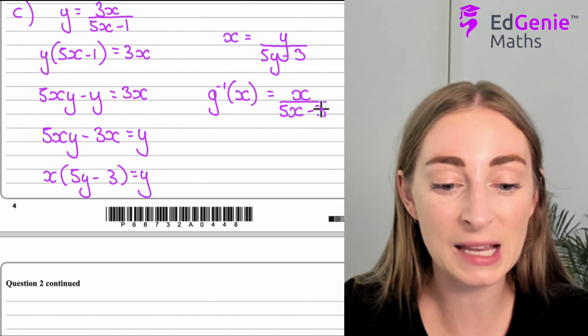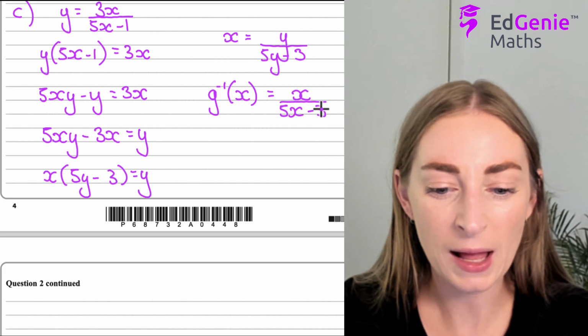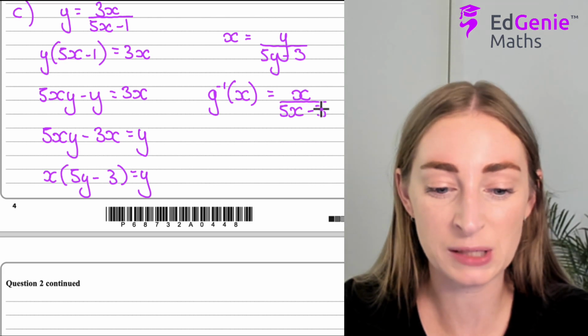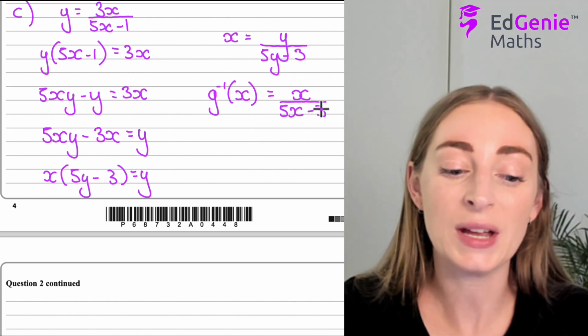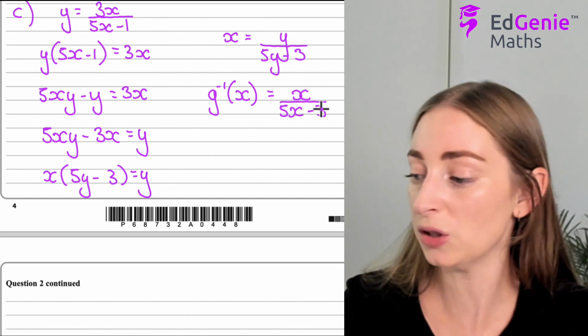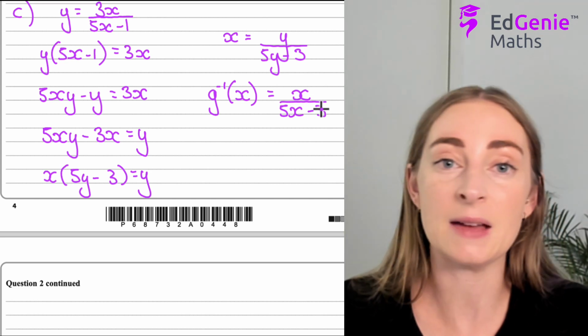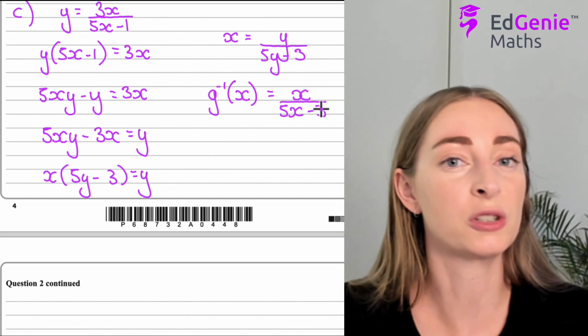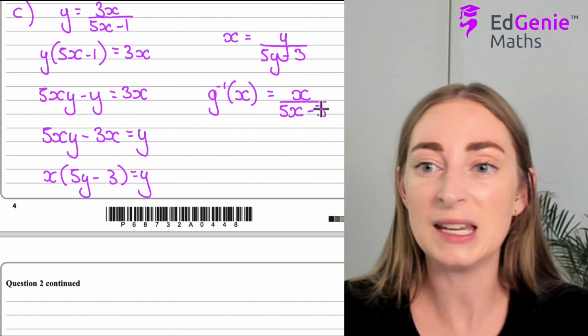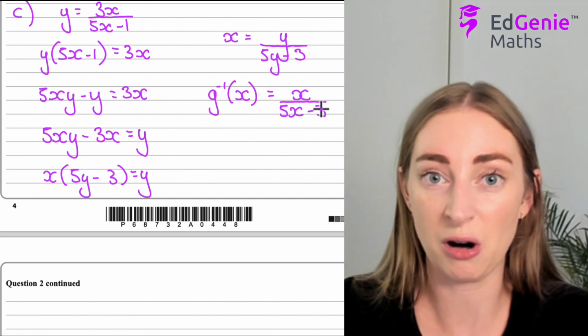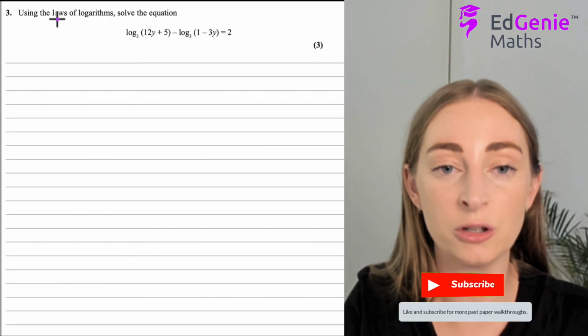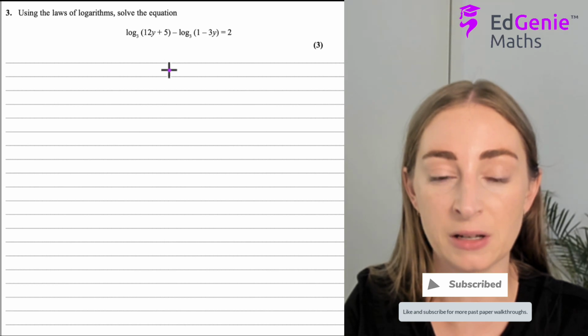Part A was less well answered, where it was clear students had difficulty with the concept of range. So I have seen that before. Quite a lot of students do struggle with range. They get mixed up with the definition and they struggle with how to find it. But if in doubt, just sketch a graph. Question 3 is a logarithm question, so let's give it a go.